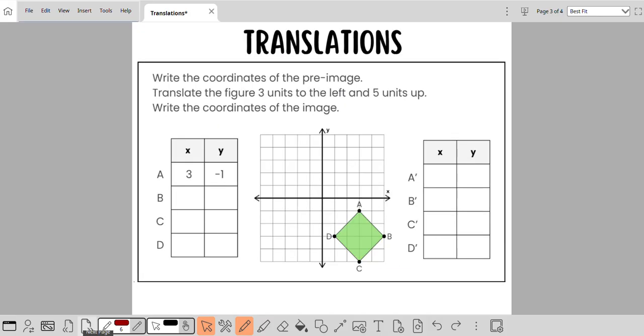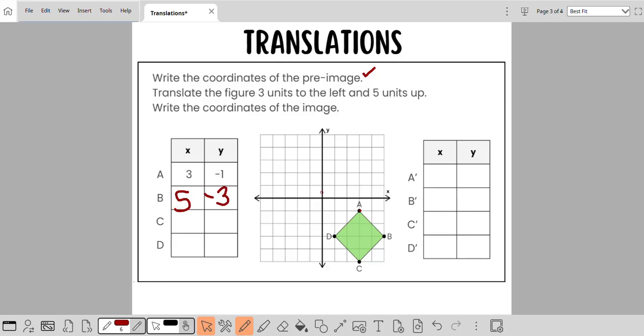Let's see what's on our next page, okay? So we're still working with translations, and let's go ahead and read what it says. It says write the coordinates of the pre-image. So that's the first thing we're going to do. So how about we do that first before we even read anything else? Let's write the coordinates of the pre-image. Well, A, they've done for us, is right here, and that's +3, -1. So now let's go to B. That is 1, 2, 3, 4, 5, -1, -2, -3. So B is 5, -3.